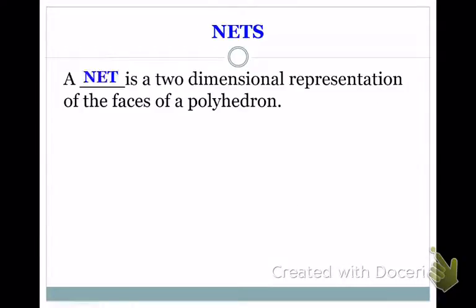A net is a two-dimensional representation of the faces of a polyhedron. The cutout activity you did last time, you cut out nets. The two-dimensional cutout of the shape was a lot different than when you folded it and made it three dimensions. Okay, the two-dimensional cutout is the net.